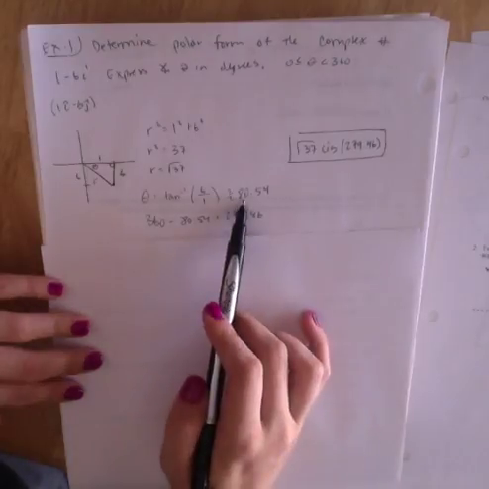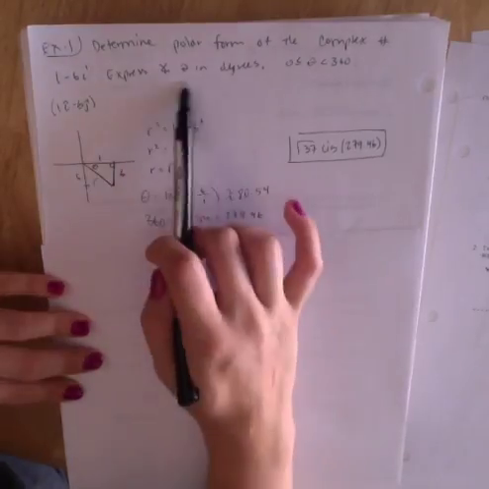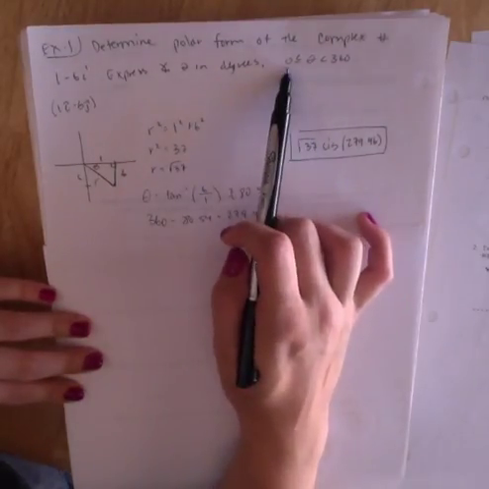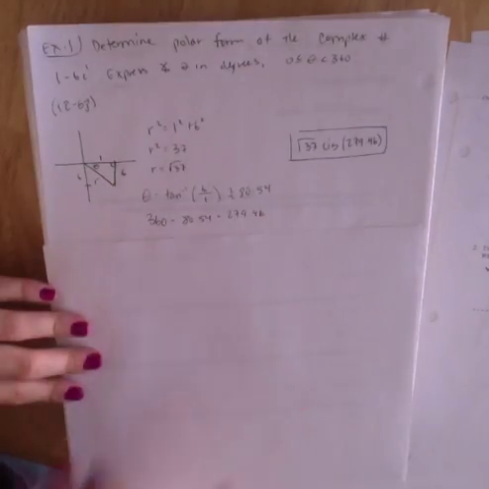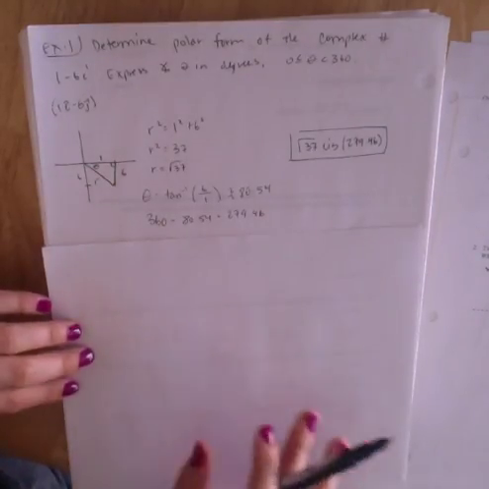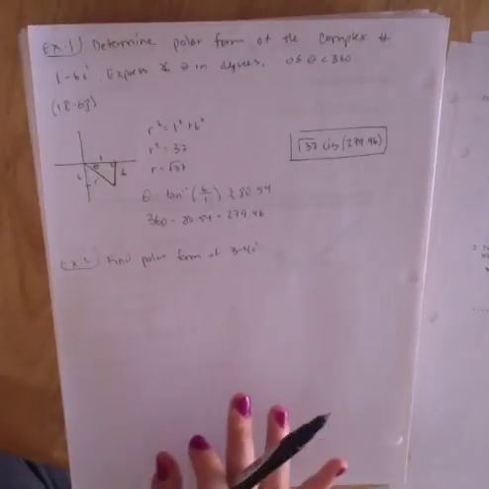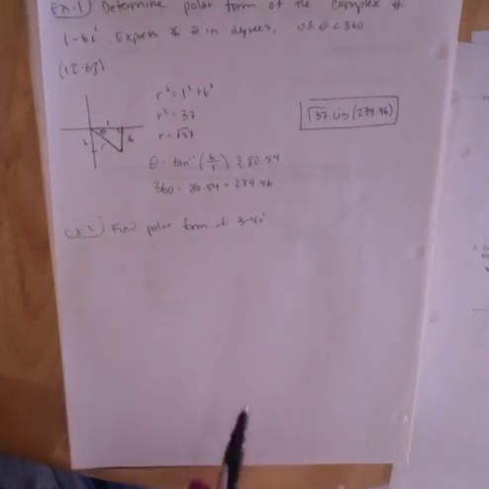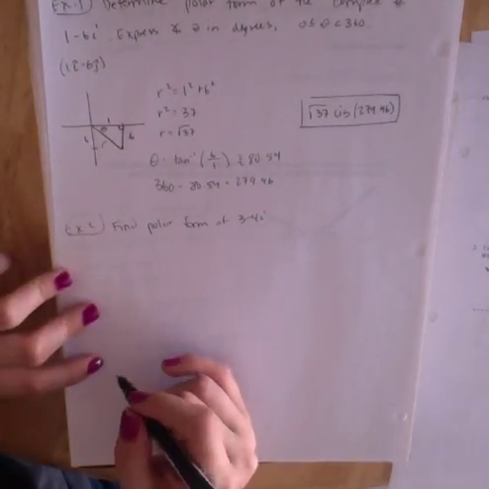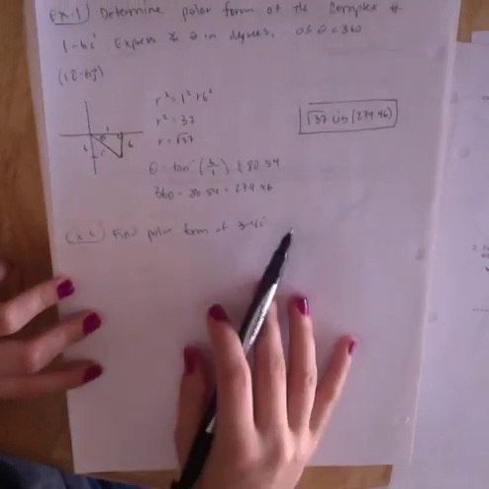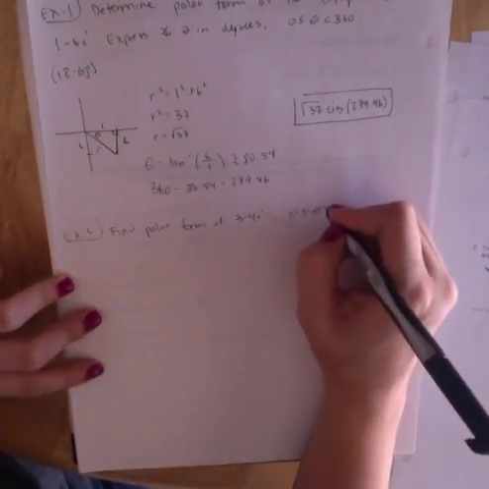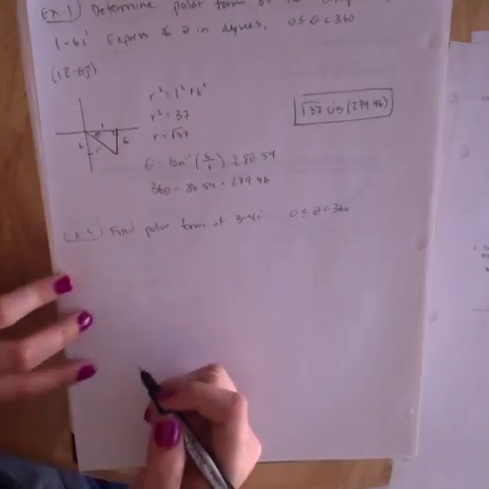Now you might be asking, why didn't I just write a negative 80? The question gives us these parameters. Theta is in between 0 and 360. Negative 80 is not in those parameters. Okay. Let's do this one. It says find the polar form of 3 minus 4i. Same directions, we're going to have theta be in between 0 and 360.